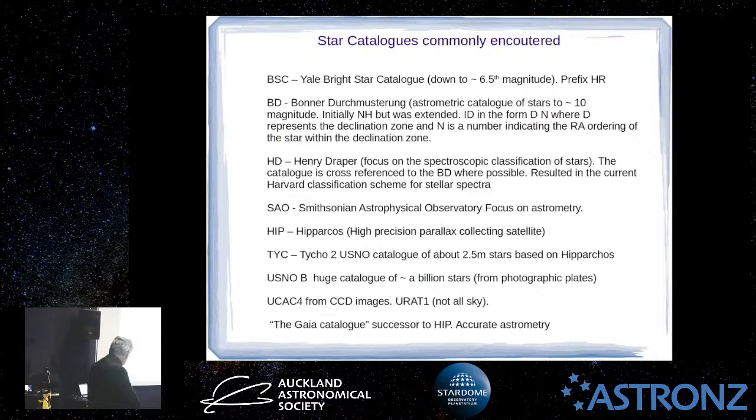And then there's the Tycho US Naval Observatory catalogue. Position information based on Hipparcos, but they had quite a lot more stars in there that were catalogued from ground observations, so about 2.5 million stars. And then there's some more US Naval Observatory ones. This USNO-B, 1,000,000,000 stars done from photographic plates, and then the UCAC4, which is still in use, done from CCD images. This catalogue is so big, it's not in one big file. You have to download it in parts, covering the section of the sky that you're interested in.